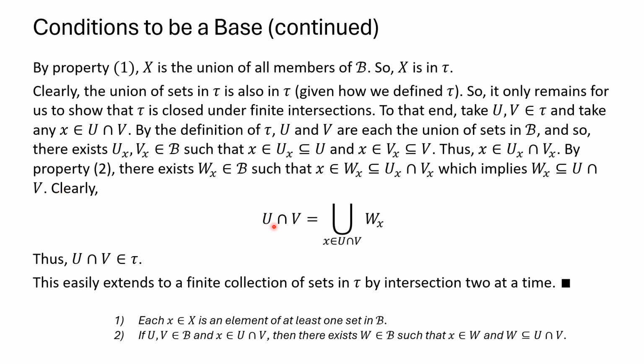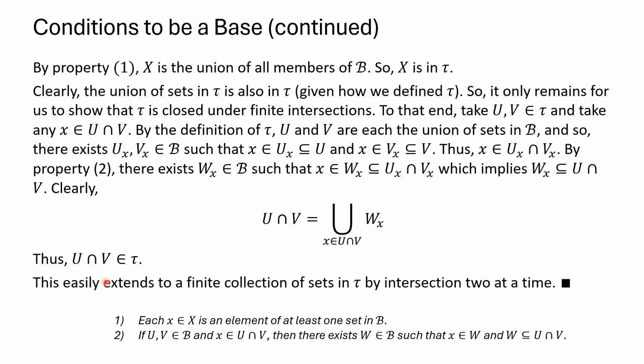So clearly the intersection of U and V is the union of all W_x, where we take each x in the intersection of U and V. And thus the intersection of U and V is also in our topology. So we've done it for 2, but you can just do it for 3, 4, and 5. It's basically induction once you prove it for the intersection of 2 sets being also in our topology.